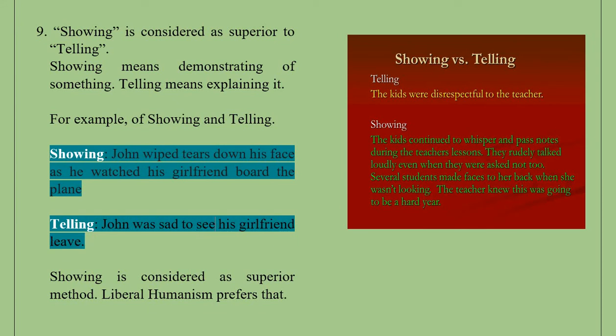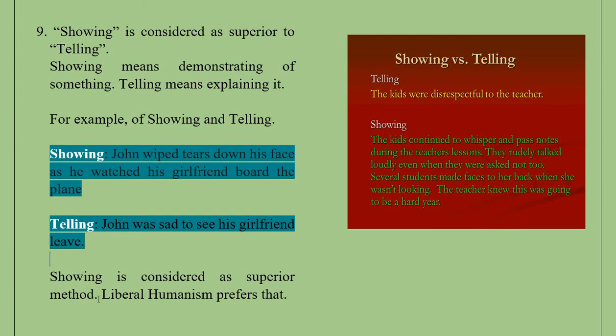see his girlfriend leave. See, the first one tells about John's reaction. John wiped tears down his face as he watched his girlfriend board the plane. When we read this description, we conclude from these expressions that he is sad. But telling directly tells us John was sad to see his girlfriend leave. So in showing, we have to assume from the description, while in telling, it is directly conveyed to us. So in literature, showing is considered as superior method, because in showing we had to do some work.